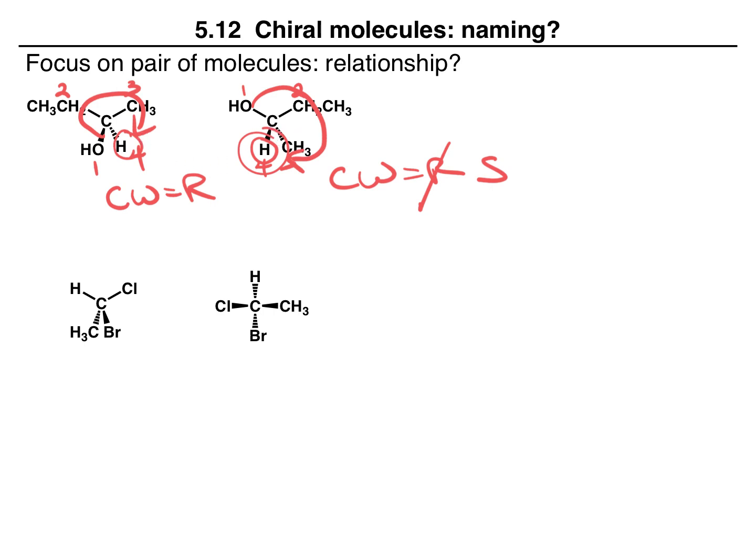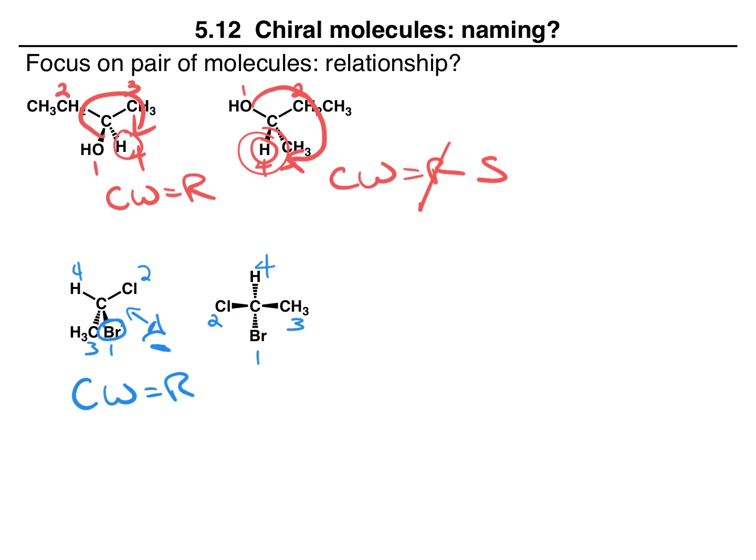Now with this pair of compounds, we have priority 1, 2, 3, and 4, 1, 2, 3, and 4. We want to try to look at it from down here so that the hydrogen is back behind. And remember, this bromine is in front of the plane. So if we're looking at it from this way, that's going to be on the left. And then the chlorine is on top. And then the methyl is on the right. So we are moving clockwise, which means this is the R configuration.